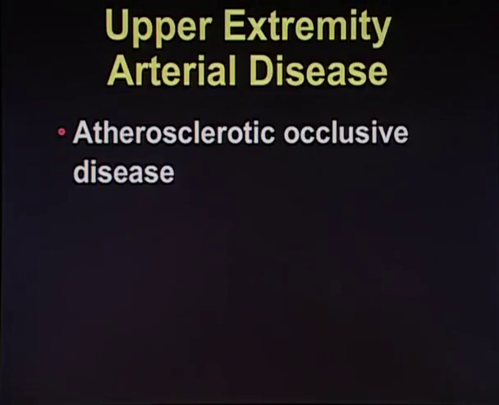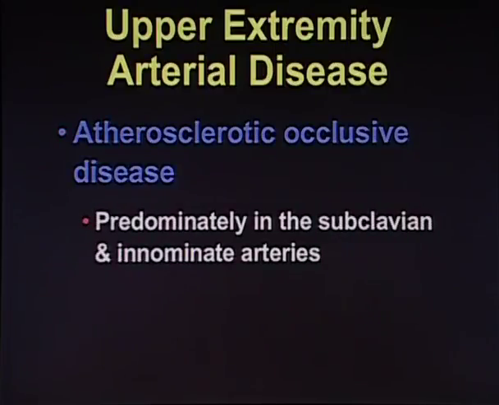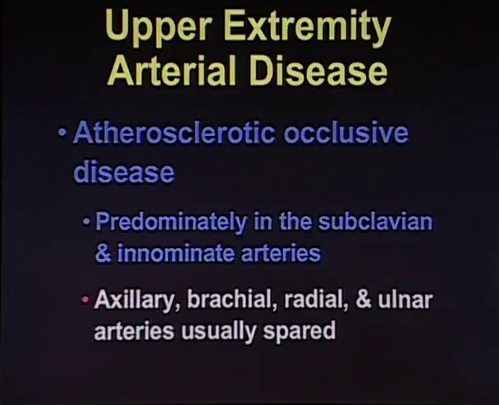Now, the upper extremity arterial disease consists of atherosclerotic occlusive disease, and we tend to see this primarily in the subclavian artery. Mostly in the subclavian artery or in the innominate artery on the right side. The axillary, the brachial, the radial, and the ulnar arteries are usually spared this disease.